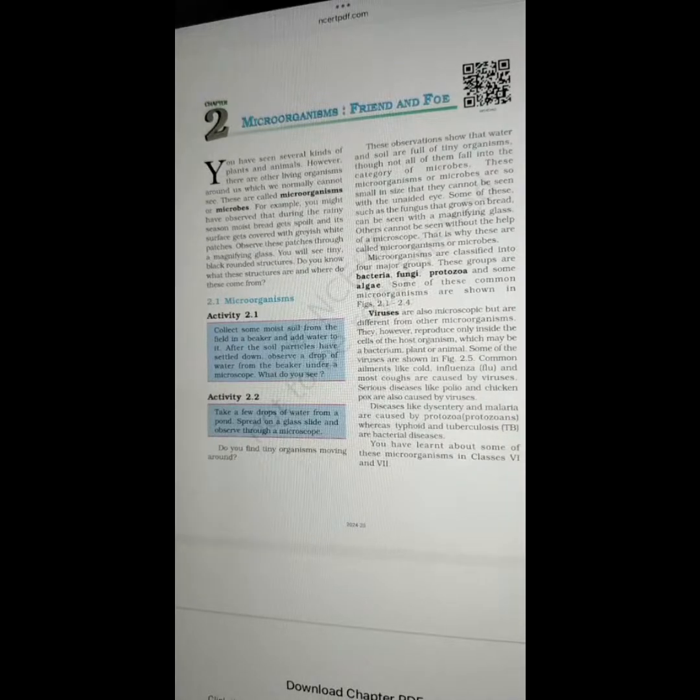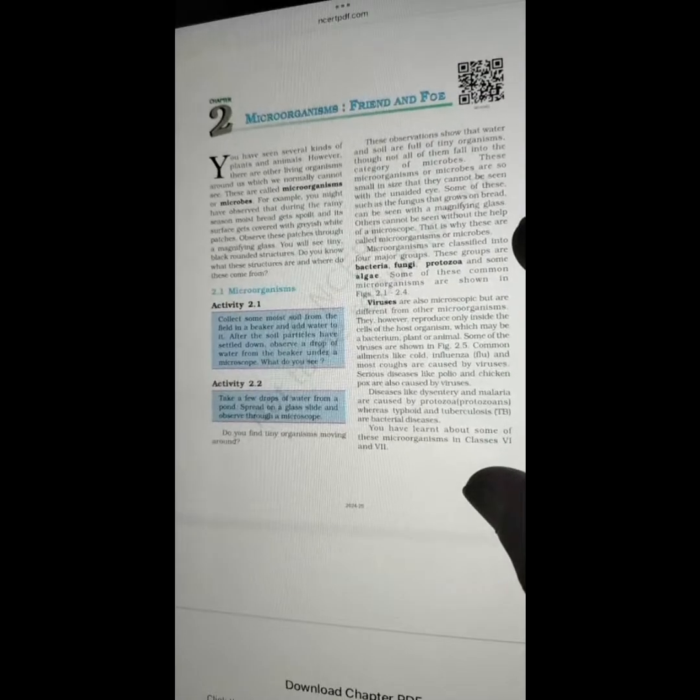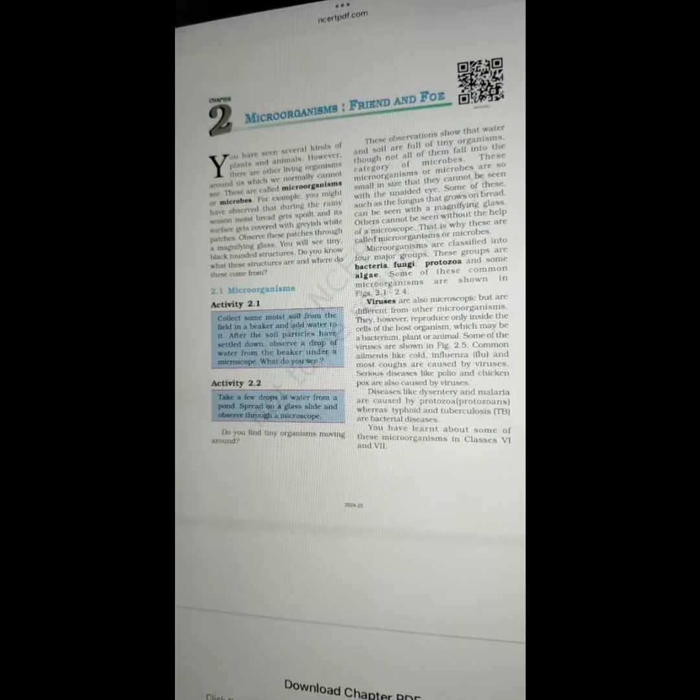We will be reading this chapter, Microorganisms: Friend and Foe. This is chapter 2 of class 8th science.